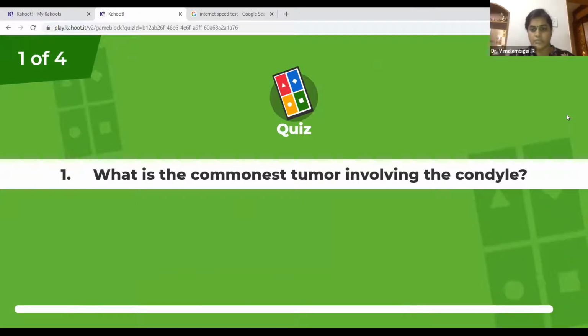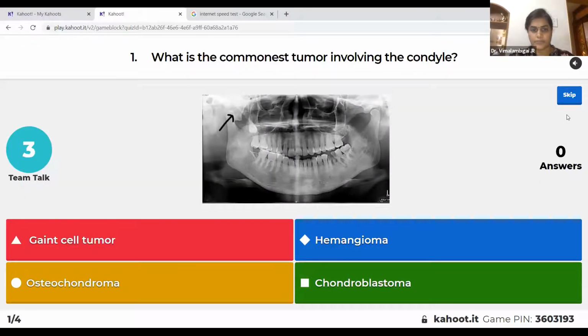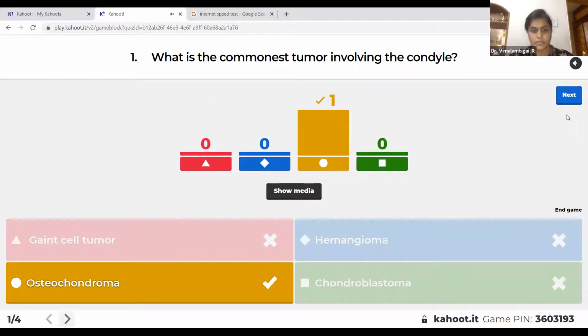What is the commonest tumor involving the condyle? You can see one radiopaque lesion in the condyle here, pointed by an arrow mark. Yes, the commonest is the osteochondroma. So that's the osteochondroma that you're seeing there in the patient. Next.